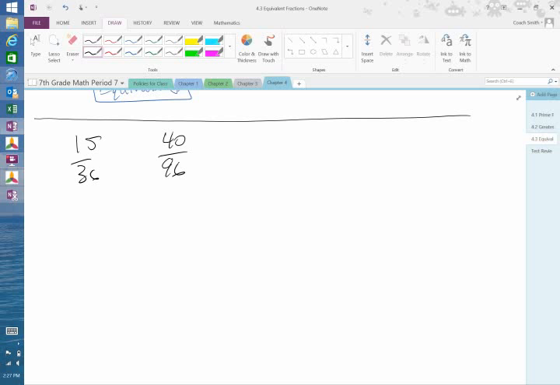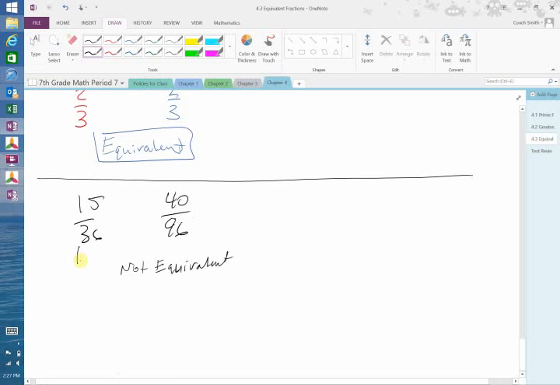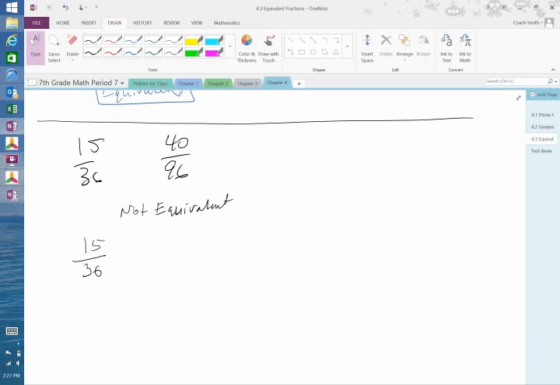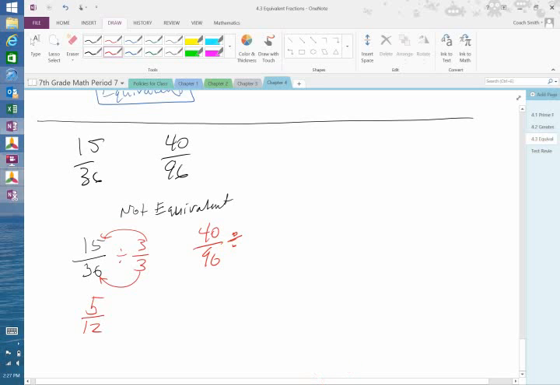Tristan, what'd you get? Not equivalent. All right, let's see if that is correct. 15 over 36. Tristan, what did you divide 15 over 36 by? By 3. So you divide by 3. 3 into 15 goes 5 times. 3 into 36 goes 12 times. Can't reduce it any further. 40 over 96. What do you reduce by? 8. So reduce it by 8. 8 goes into 40 5 times. 8 into 96 12 times. So they are equivalent.